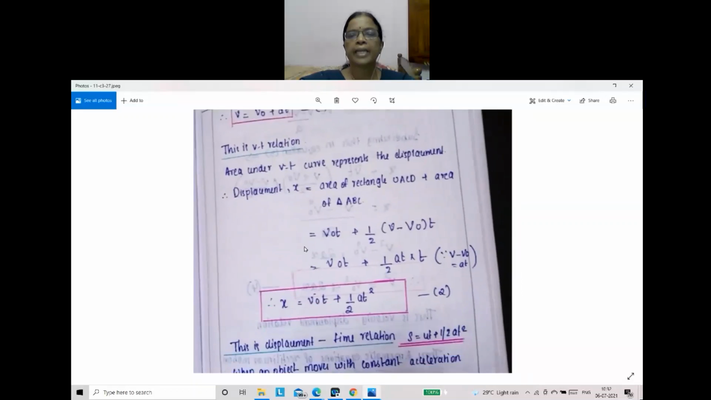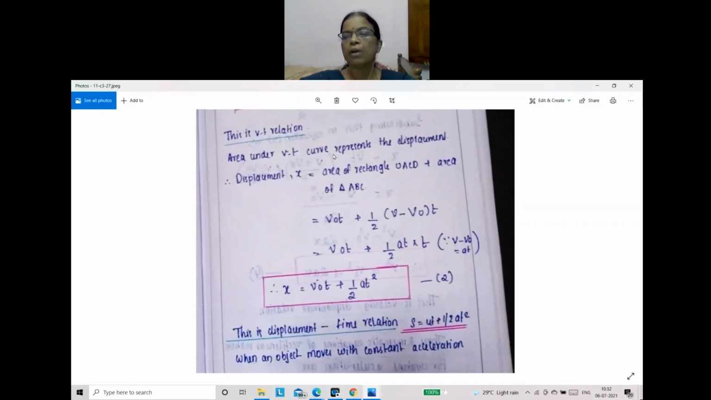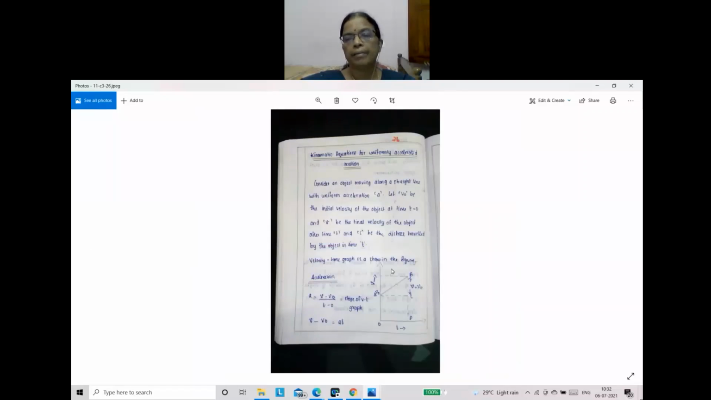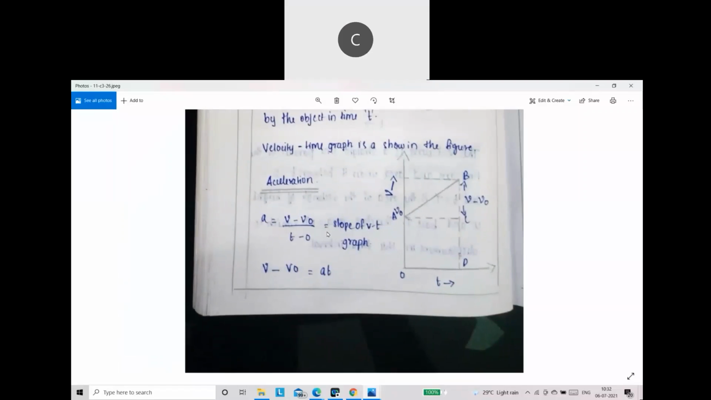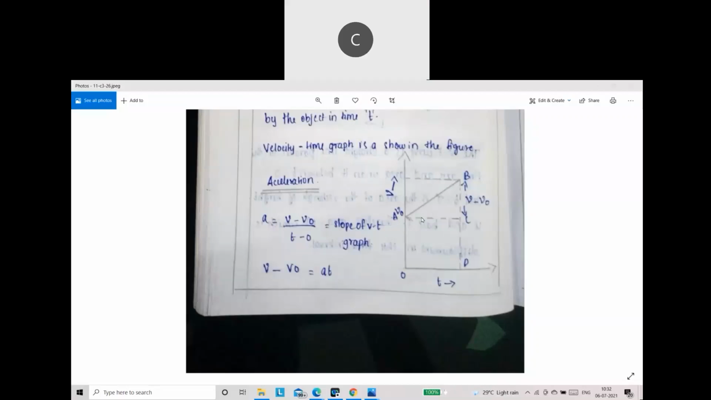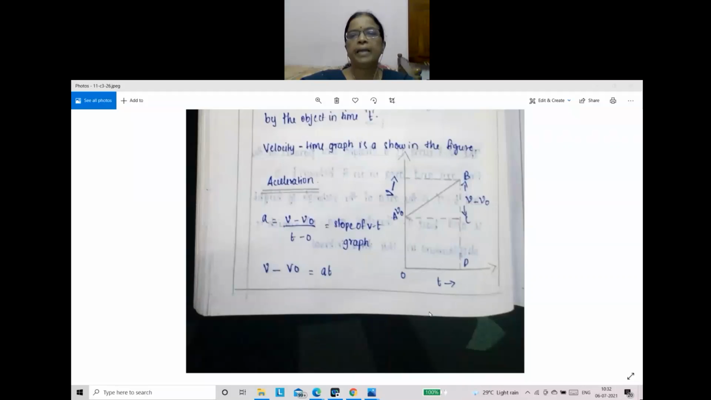Next is area under the vt graph represents the displacement. How will you find the area under this graph? You can see two geometrical figures under this graph, one is the rectangle and the other is the triangle. Triangle area formula, Chandana, what is the area of a triangle formula? Half BH. Very good.